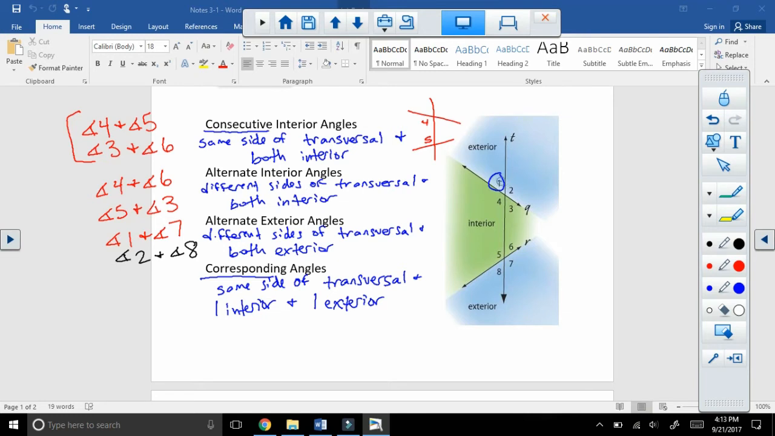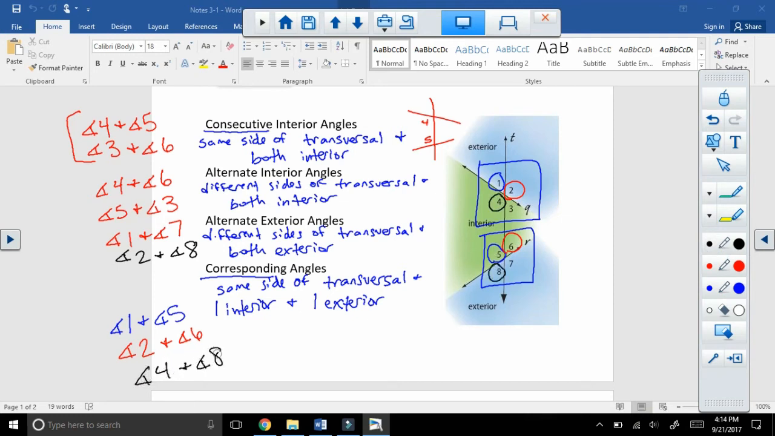So angle 1 is on the upper left-hand side if I'm looking at these 4 angles grouped together. And the one that would correspond from the other intersection would be angle 5. So angle 1 and angle 5 are corresponding angles. 2 would correspond with 6. We have angle 4 corresponding with angle 8. And then the last pair would be angle 3 and angle 7.